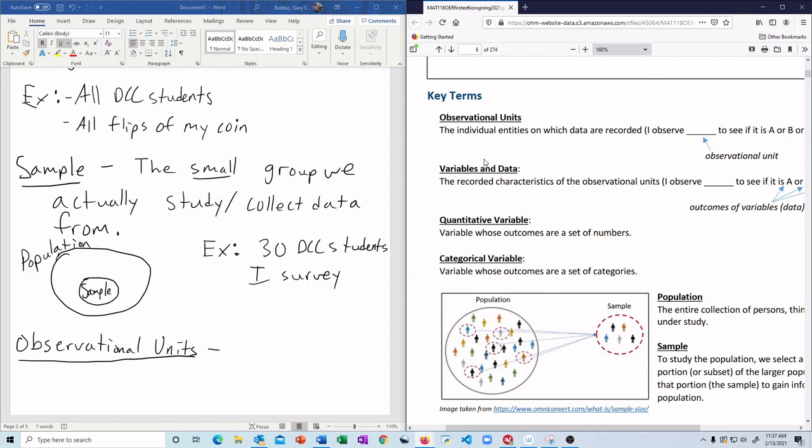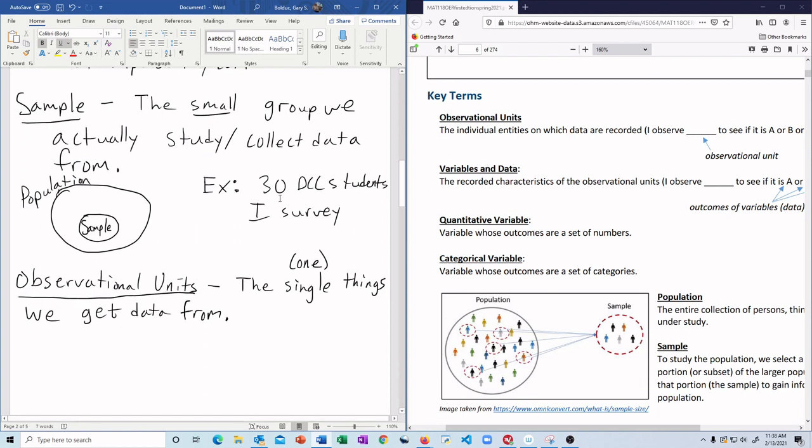So each observational unit is the individual, the single thing you look at to collect data. All right, so maybe you don't like the word individual entities, so we could just change it up, ready? The single, so what does this imply? One at a time. The single things we get data from. So it's the one thing at a time we grab and we get the data from.